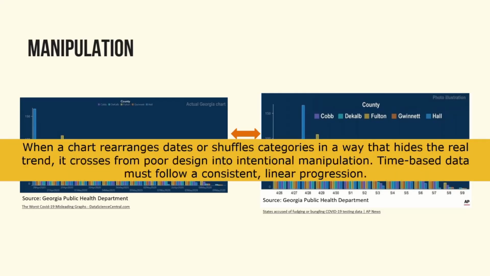So when we rearrange dates or when we shuffle categories in a way that hides the real trend, it crosses from poor design into intentional manipulation. So time-based data must follow a consistent linear progression. You should always follow the chronological order.